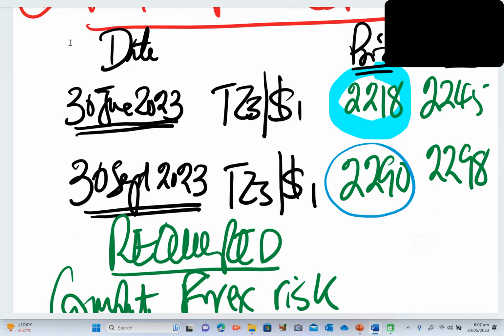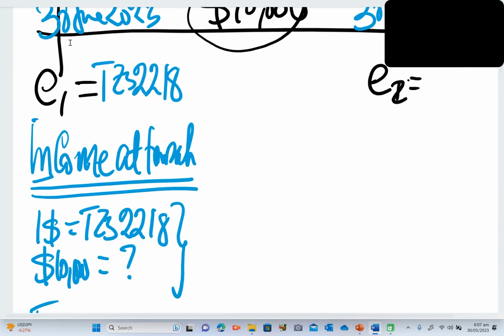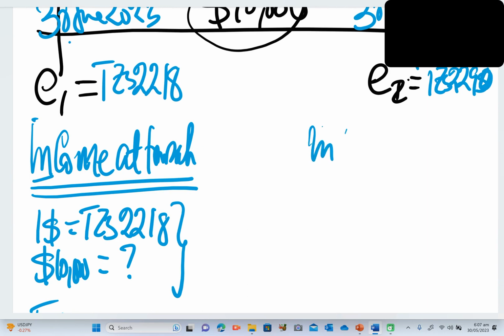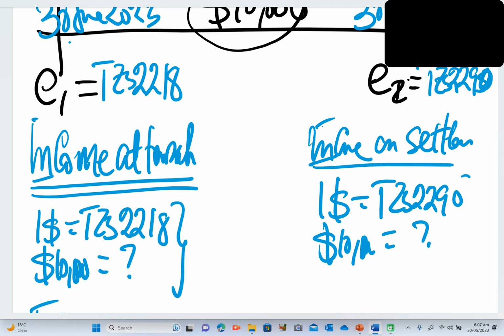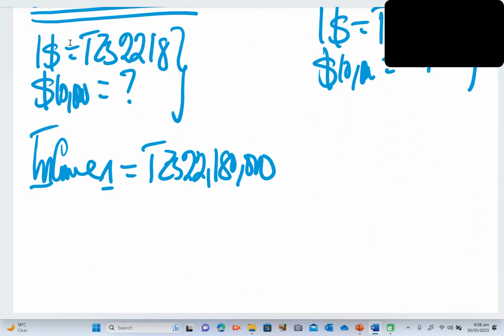Business. So selecting here, you now come up here. So the rate is TZS... Okay. So you say income on settlement. So $1 will be converted to Tanzanian 22.90. How about this one here? Is equal to what? So you compute income 2. It is now called realization.